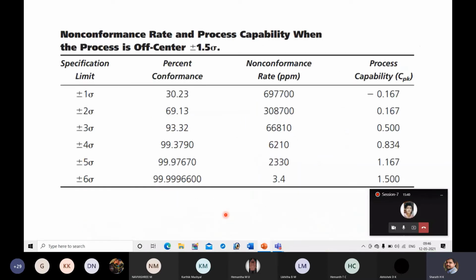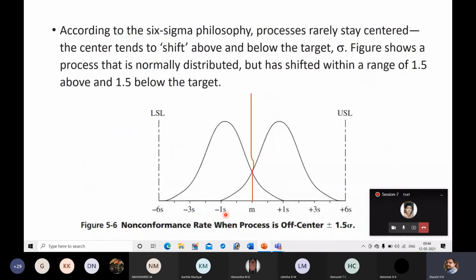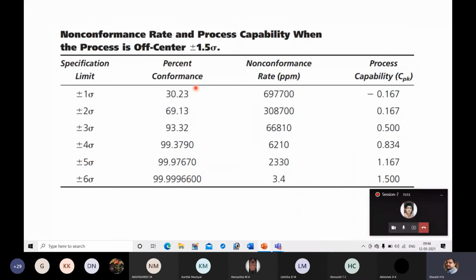Suppose you get a normal distribution curve and the process is not centered, it is off center like this. Then what percentage of products are within the acceptable limit and what percentage of components are out of the acceptable limit? That is given by this table: non-conformance rate and process capability. We will discuss process capability in upcoming slides. This is when the process is off center by plus or minus 1.5 sigma.